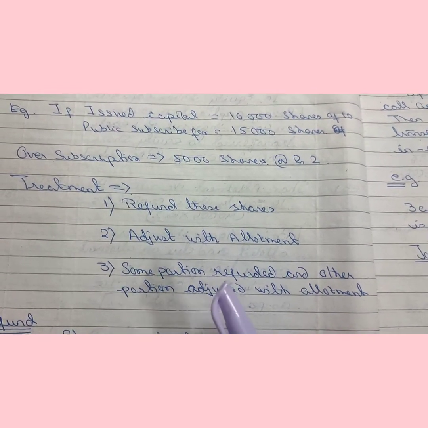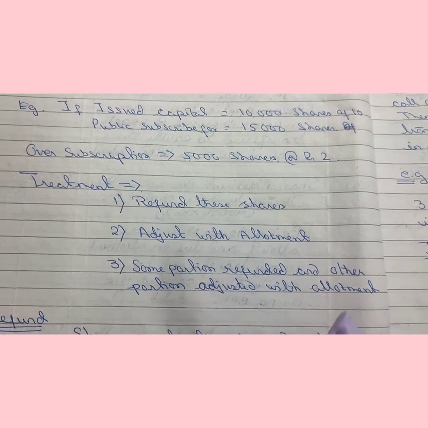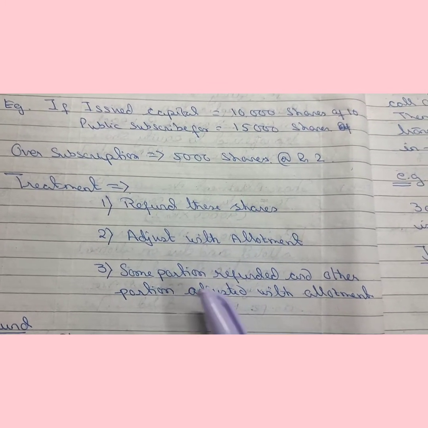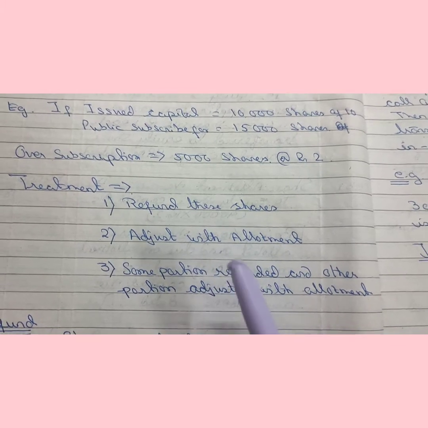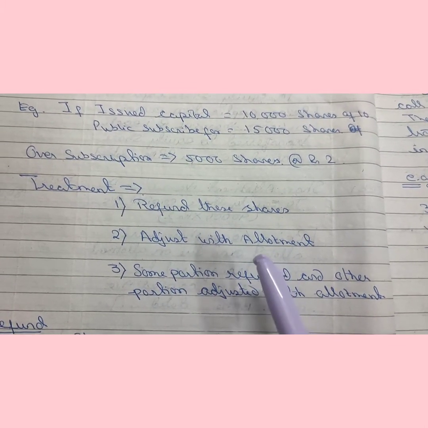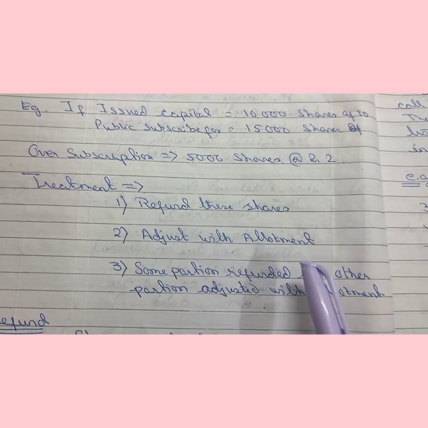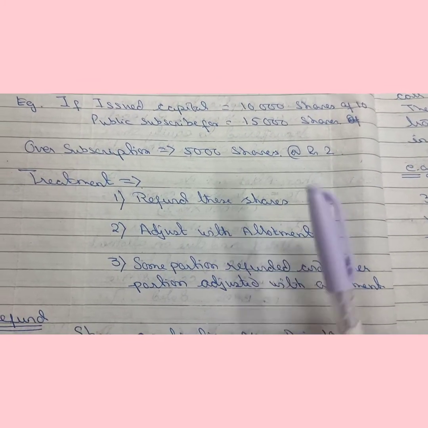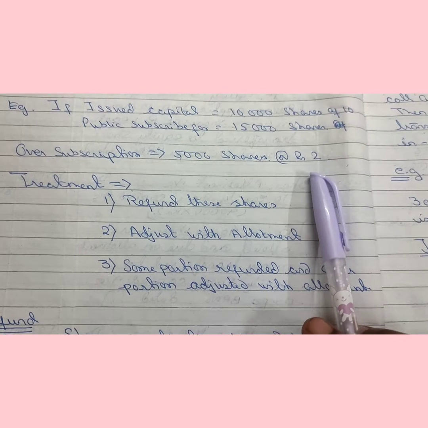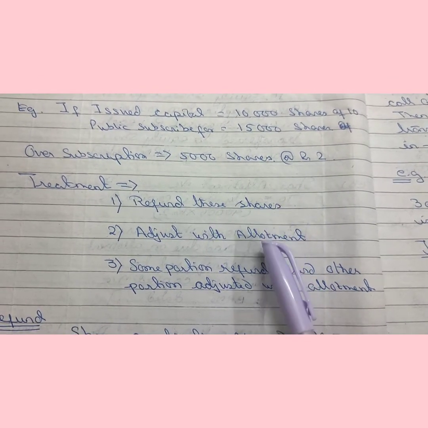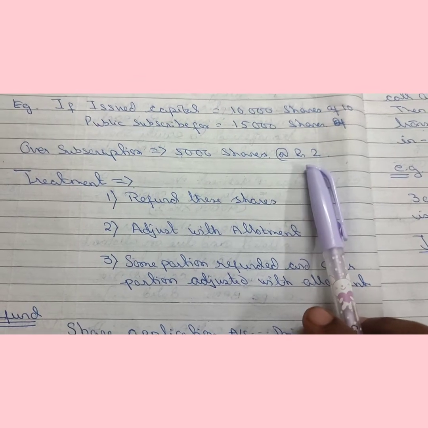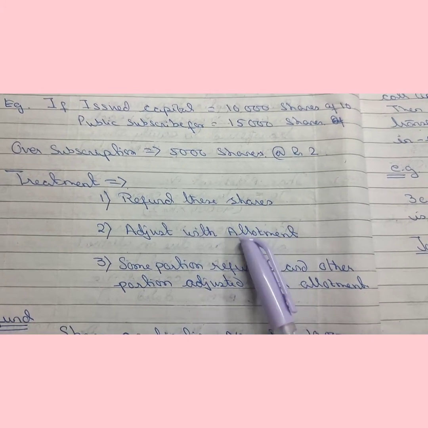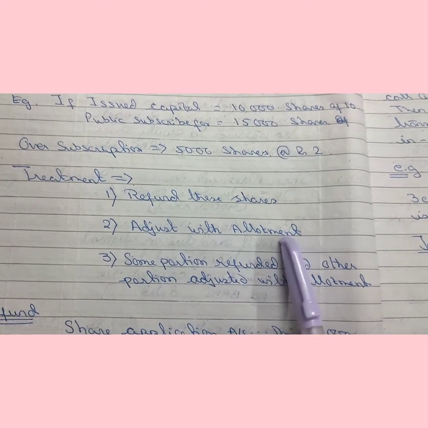Suppose his allotment money per share was rupees 4. In that case, for 2 shares, because he was allotted 2 shares, with per share value of rupees 4 for allotment, he has to pay rupees 8. In this case, the company can give him an offer: you have to pay only rupees 6, because the rupees 2 you paid with application will be adjusted with your allotment money. So this is the adjustment with allotment money.